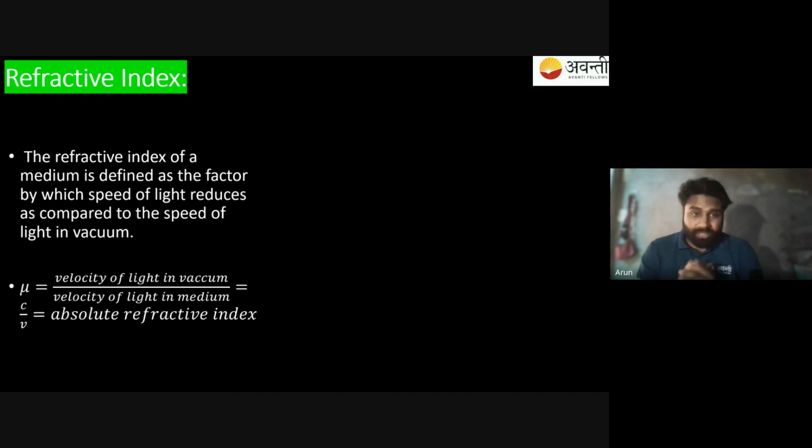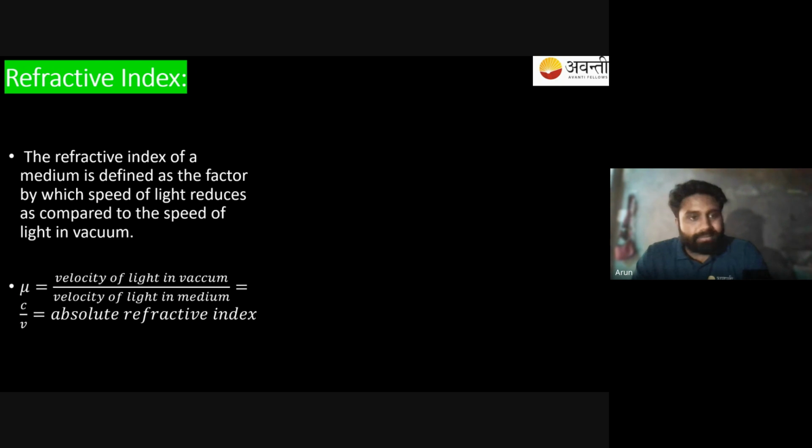Speed of light changing means that the speed of light is getting reduced. And when speed reduces, there must be a brake applied. So this refractive index is nothing but the brake applied by the medium to the light. This is the optical friction provided by the medium, for the light. Got it?